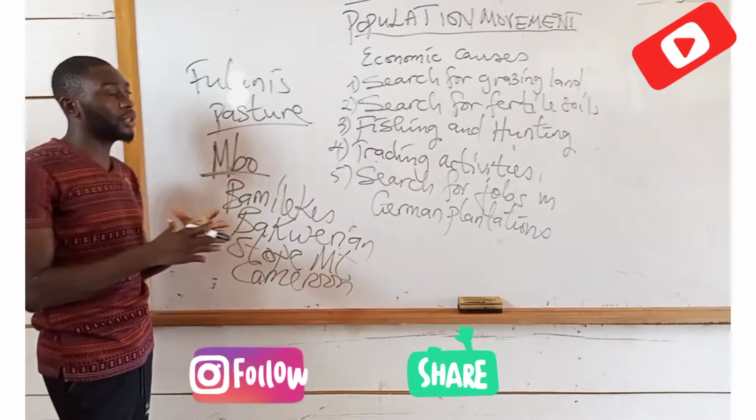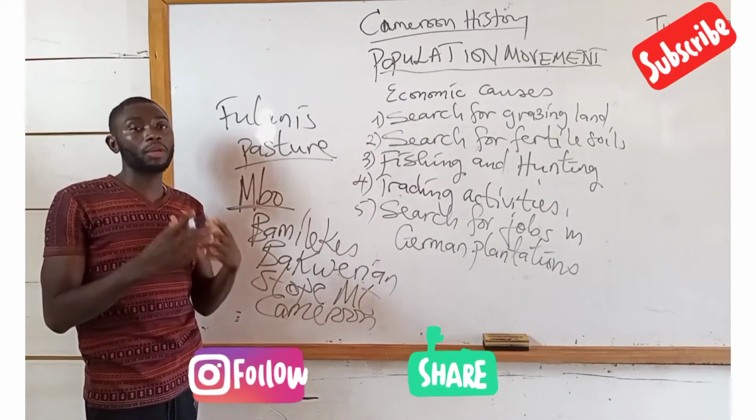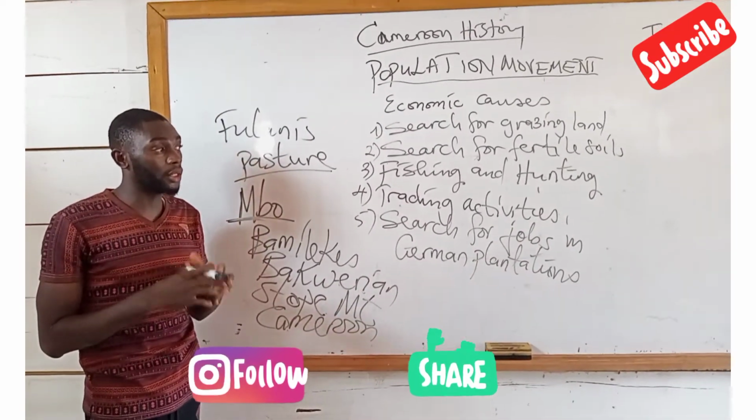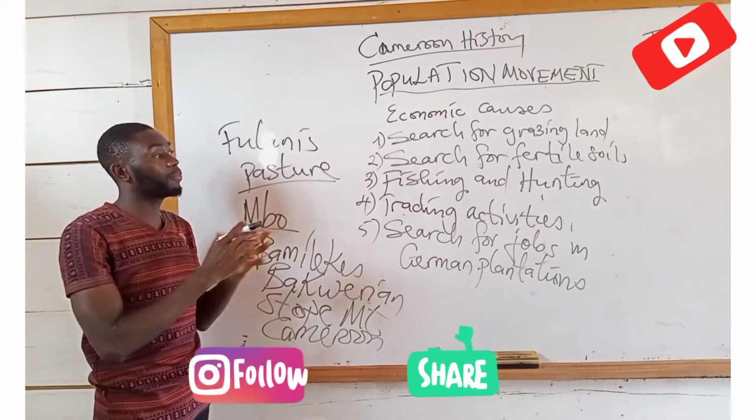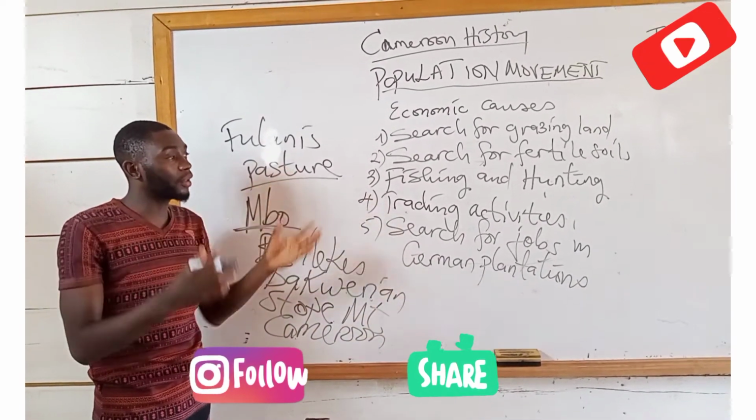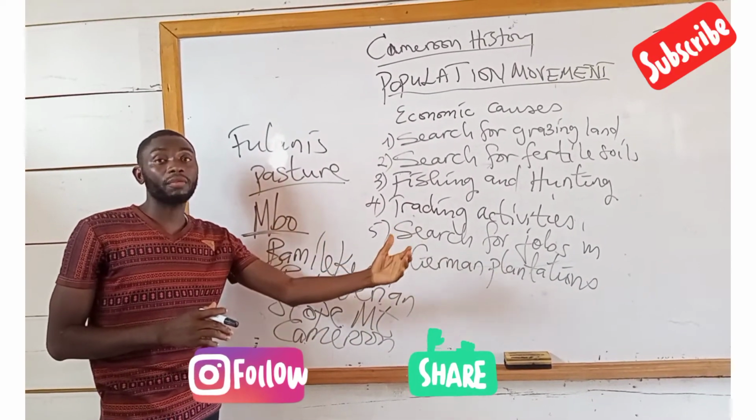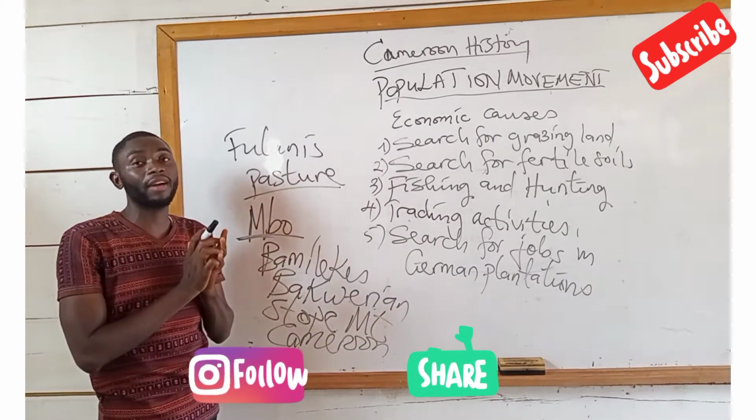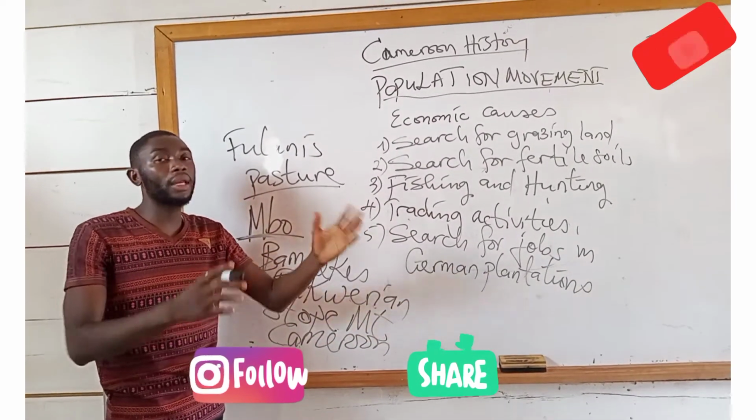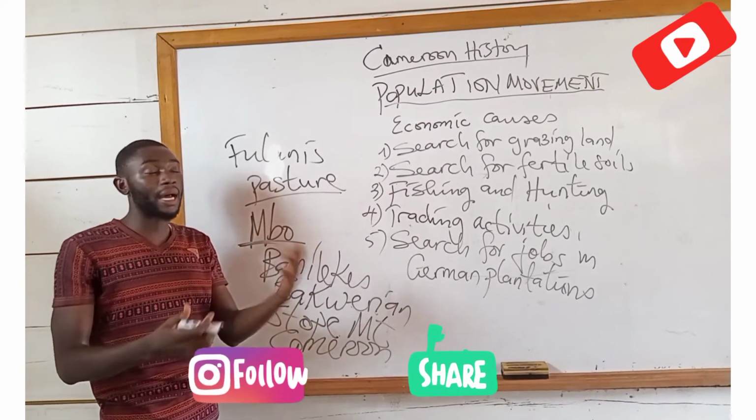Fishing and hunting were very important economic activities to the people in Cameroon in the 19th century. The people depended on fish and animals in the forest for their livelihood, and because of that, some tribes were moving along the banks of rivers to do fishing. And where they discovered that the banks of the river were favorable, they would settle beside the banks.